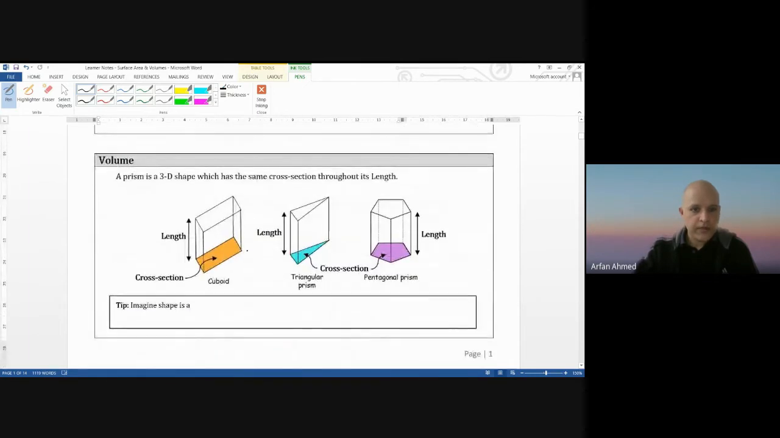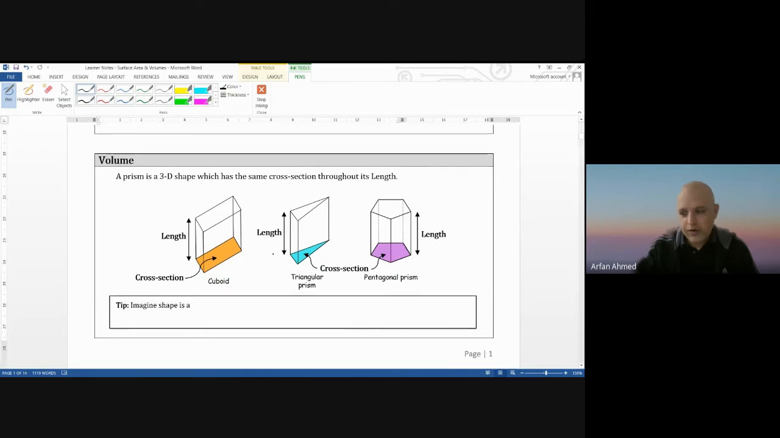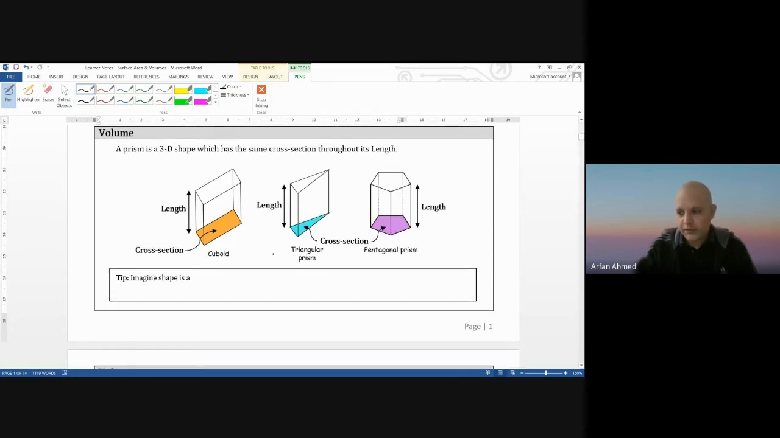Right, so I'm going to show you a formula that works for pretty much any 3D shape. There are a few it doesn't work for, which we're going to do in a different lesson. This formula works for these types of 3D shapes: things like cuboids, triangular prisms, and even pentagonal prisms. Basically, any shape that's got a cross section. I'll explain what that is in a minute.